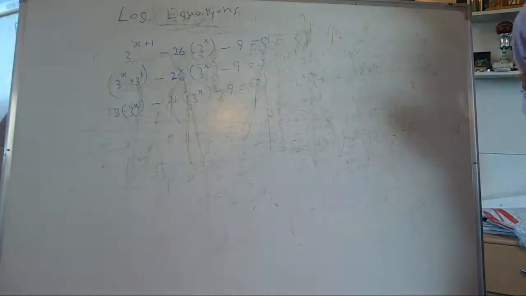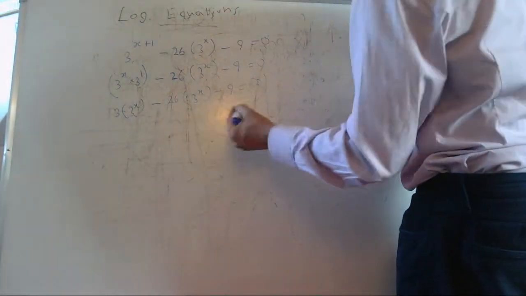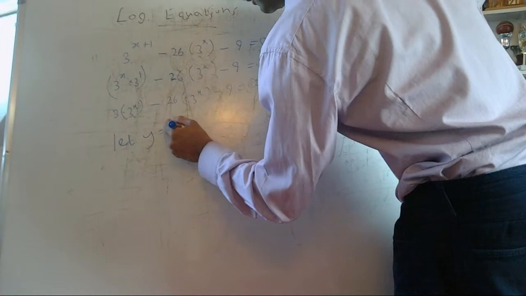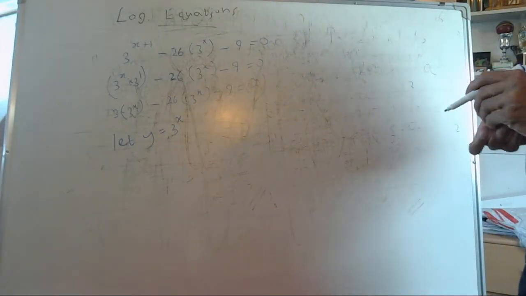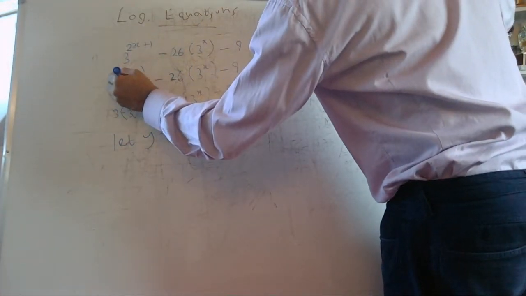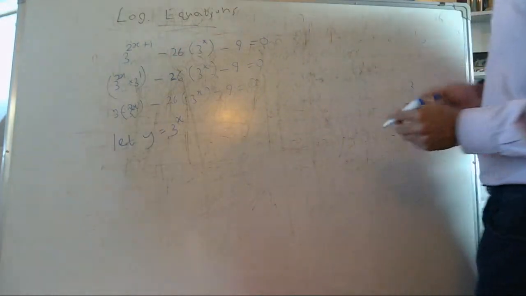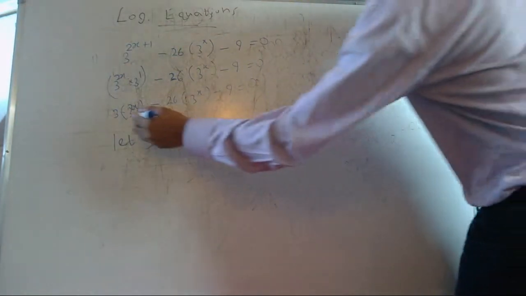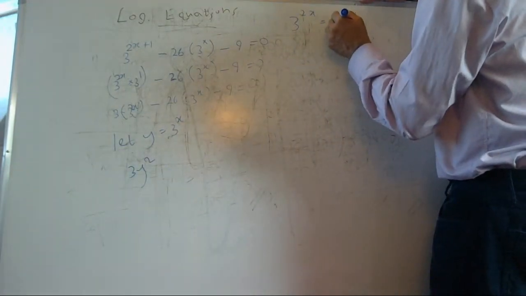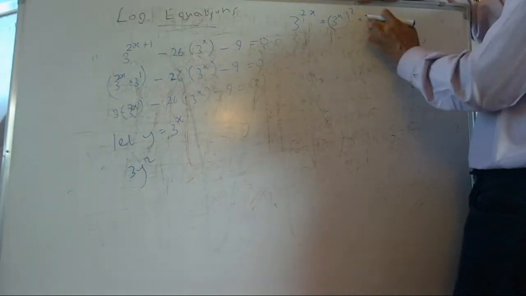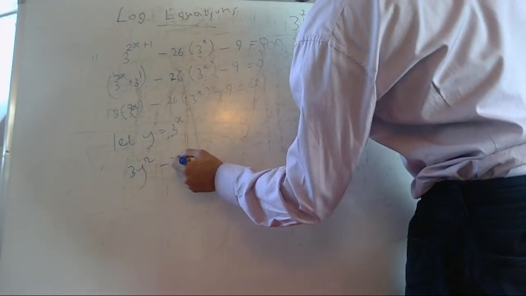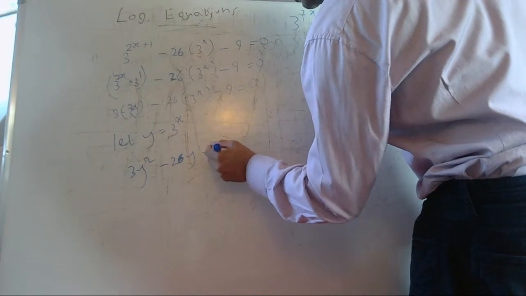Okay, so all we have here is a quadratic equation. So if you let y equal 3 to the x, so the question was 2x here, so let me just put the 2 here. Okay, so if you let y equal 3 to the x, then this is 3y squared. Remember, 3 to the 2x is the same as 3 to the x to the 2. Okay, so it's 3 to the x squared. So 3y squared minus 26y minus 9 equal to 0.